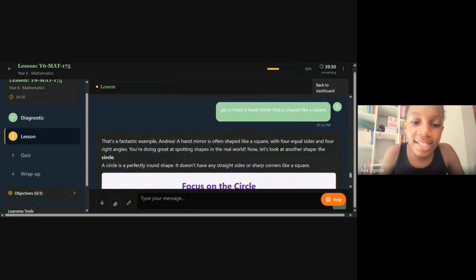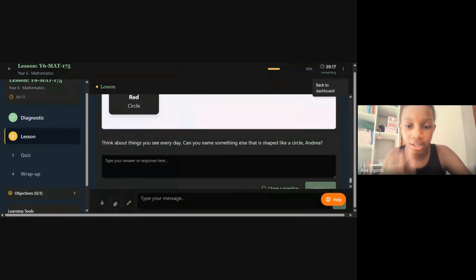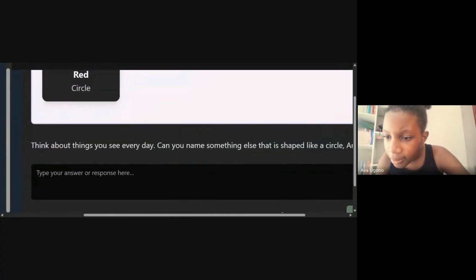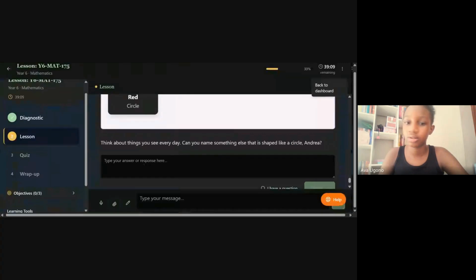That's a fantastic example, Andrea. A hand mirror is often shaped like a square. You're doing great at spotting shapes in the real world. Now, a circle is perfectly round. It doesn't have any straight or sharp corners. Think about things you see every day. Can you name something that is shaped like a circle?